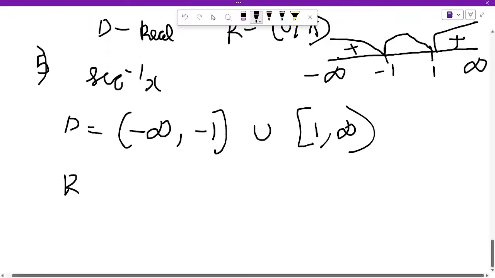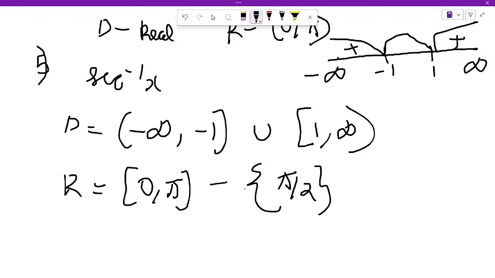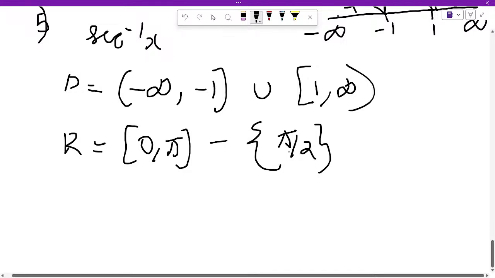And the range is the closed interval 0 comma pi. This is the same as cos inverse x, right? For cos inverse x, sec inverse x, it's the reciprocal, right? Minus set pi by 2. Why did I give minus pi by 2? We know that cos 90 is 0, right? So 1 by 0 is infinity. So we can't include this particular angle. That's why we gave it like this, 0 comma pi minus set pi by 2.